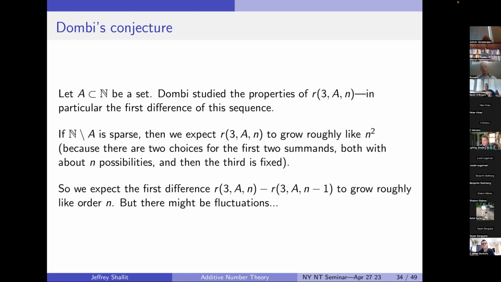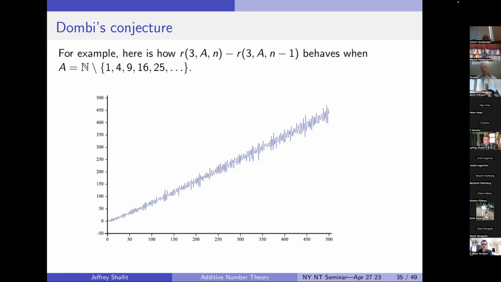So if the complement of A is sparse, then what do you expect R3 A N to grow roughly like? Well, there's going to be two choices for the first summand, and then the third one is fixed because they have to sum to n. So that means we expect that R3 A N is going to grow roughly like n squared, very roughly. And so then what do we expect about the first difference? So we want to know whether R3 A N is eventually strictly increasing. We look at the first difference. Well, we expect it to grow roughly like order n, right? Because if you take something that grows sort of like n squared, you take its first differences, you expect it to be roughly like n. But of course, there might be fluctuations. So here, I took A to be the complement of the squares.